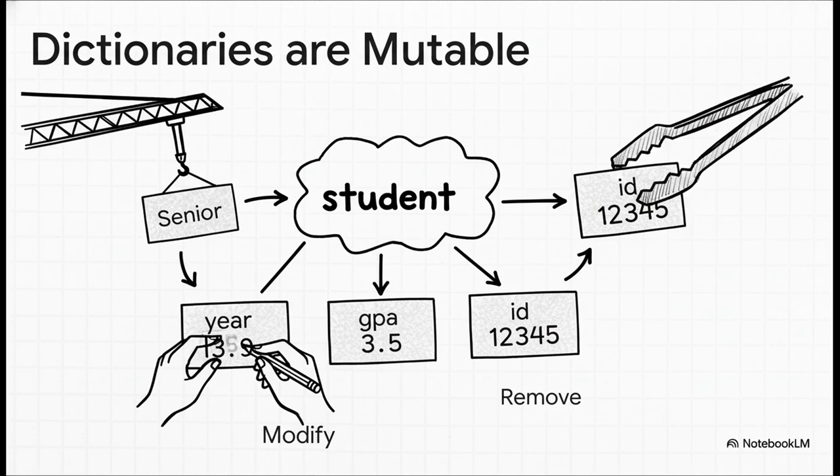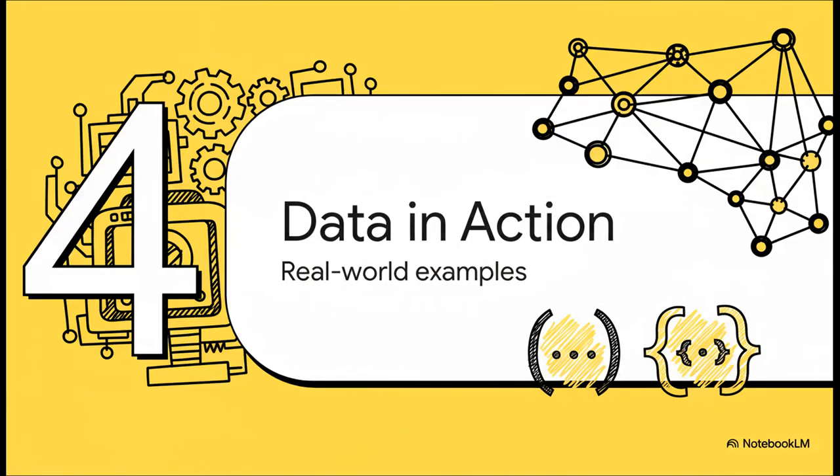Now, here's where dictionaries are the complete opposite of tuples. Dictionaries are totally changeable. They're meant to be dynamic. You can add new stuff, update old stuff, delete stuff you don't need anymore, whatever. This makes them perfect for data that needs to grow and change as your program runs. All right, enough theory. Let's see how these things actually work in the real world.